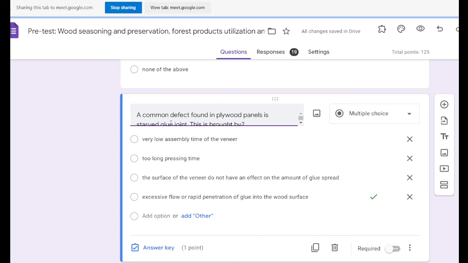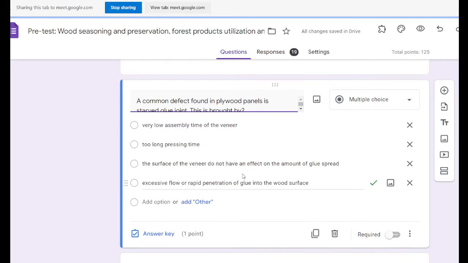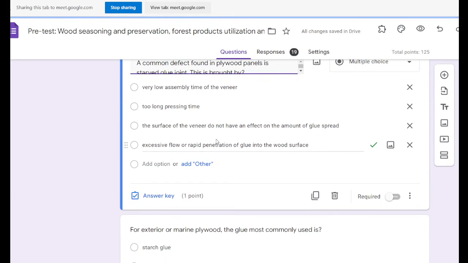Dito magsugod ang mga certain gap, ma-develop nga hollow section, hollow portion dito. And those sections will result to dito magsugod ang penetration sa water, or dito mabuak or malangkat. Okay, dito magsugod na malangkat ang plywood. So we call that one star joints. The cause of that is excessive flow or rapid penetration of glue into the wood surface. Ma-develop ang mga hollow na section.